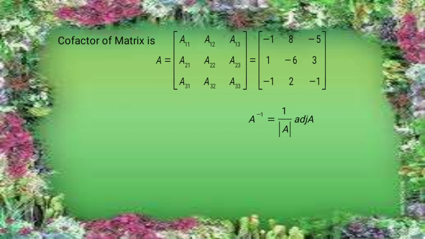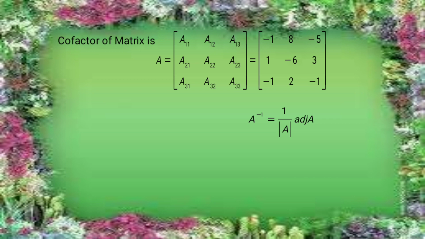Now the cofactor matrix is, just write down the values we have calculated: minus 1, 8, minus 5, 1, minus 6, 3, minus 1, 2, minus 1. These are the values we calculated. So this is your cofactor matrix.